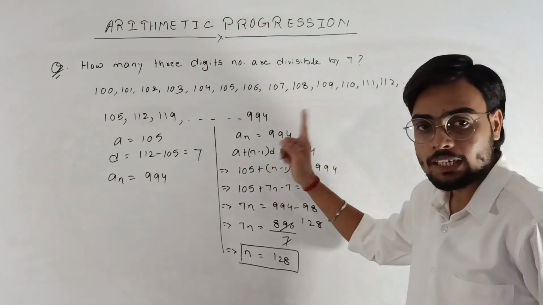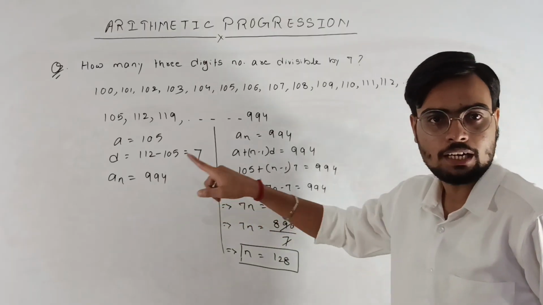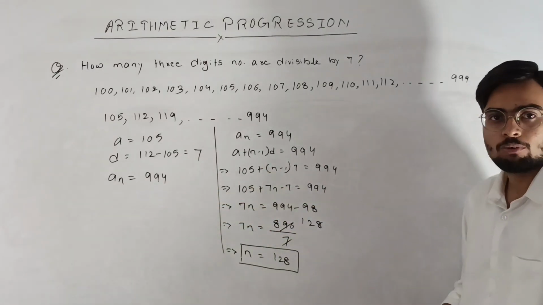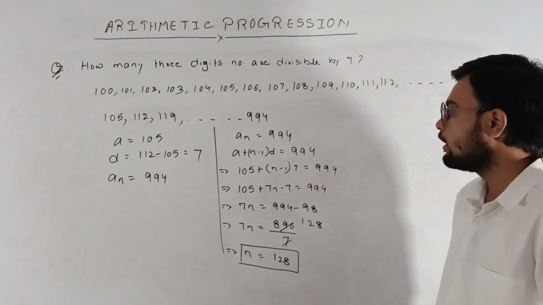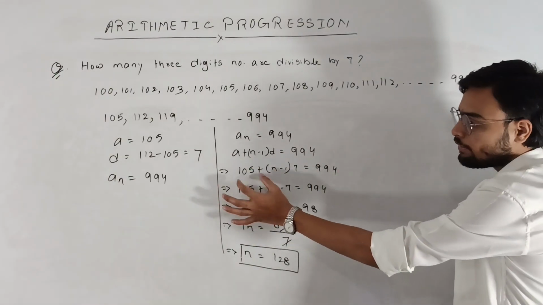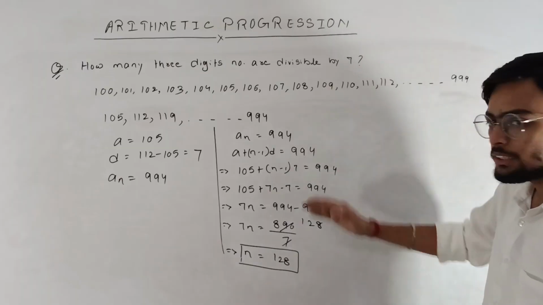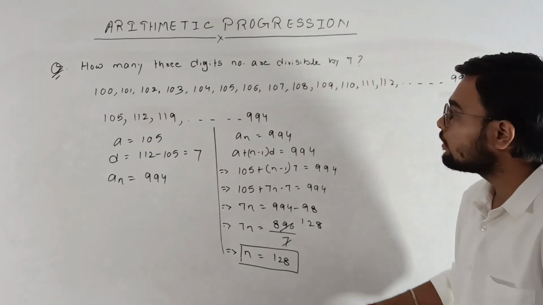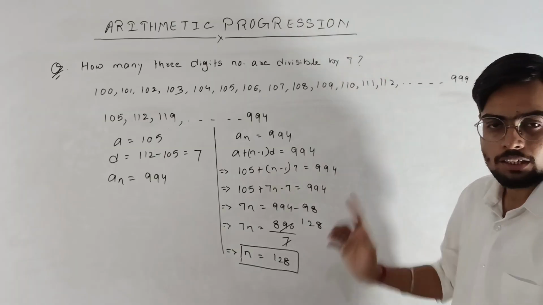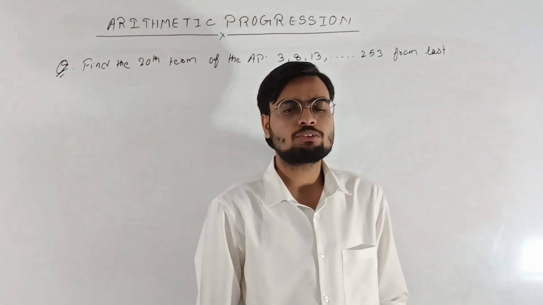Now 994 is the last term, which is the nth term. I use the formula of the nth term, a plus (n minus 1) into d, equals 994. From here I put the value of a as 105 and d as 7 and calculate this. Then I get n as 128, and this n is the number of 3-digit numbers divisible by 7. Understood? Now let's move towards our next question.